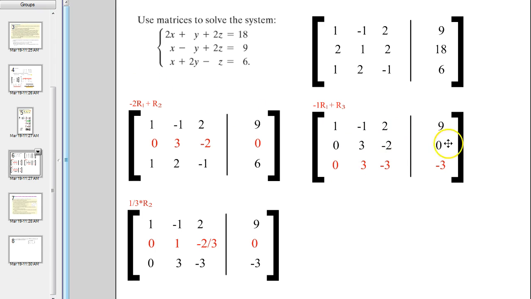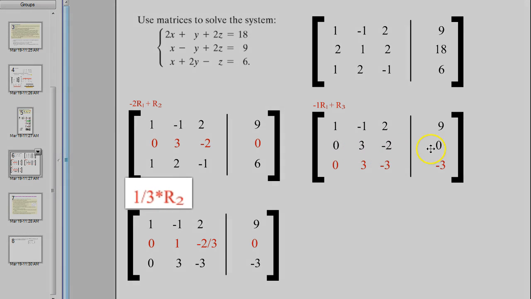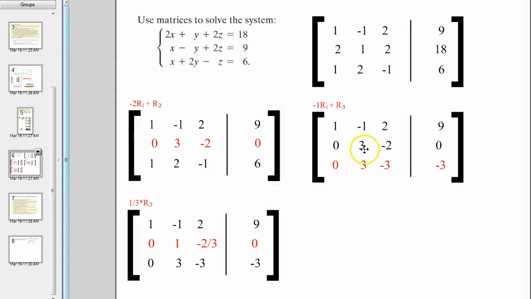All right, the previous row 2 was 0, 3, negative 2, 0. If I divide that by 3, I get 0. 3 divided by 3 is 1. Negative 2 divided by 3 is negative 2/3. And then 0 divided by 3 is 0. So there's my new row 2. All right, I've got 0, 0, and now that I have a 1 there, I need to get a 0 here.